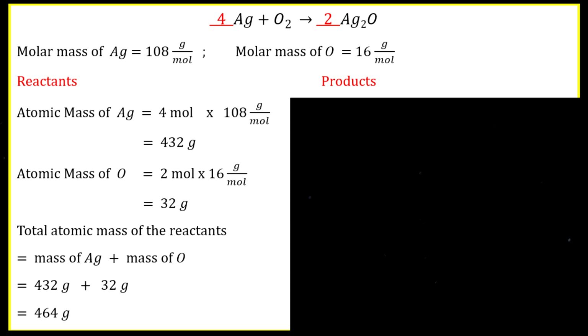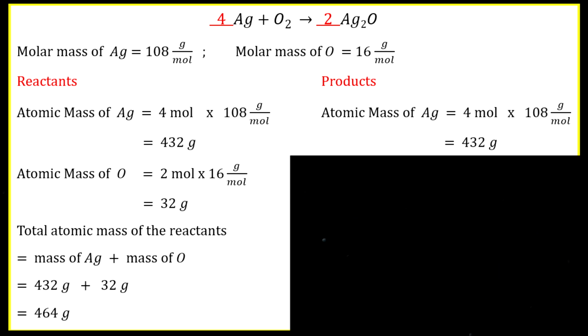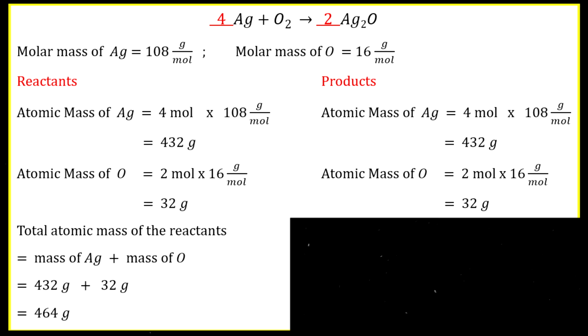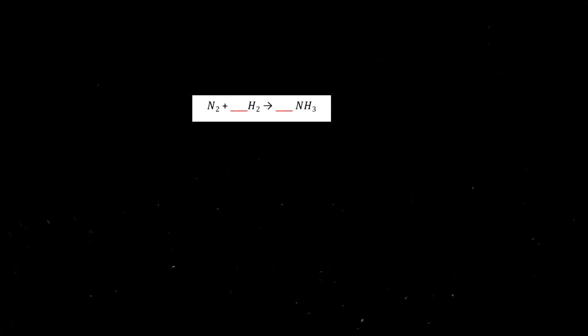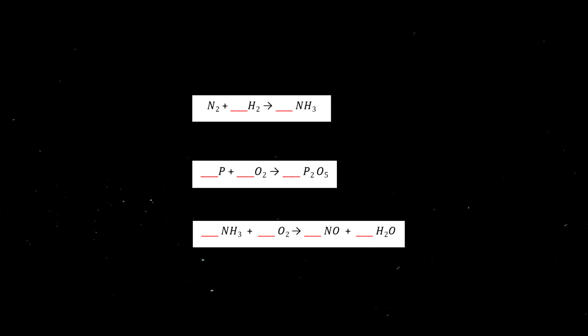Then we do the same with the products. For silver, 4 moles times 108 grams per mole, that is 432 grams. And for oxygen, 2 moles times 16 grams per mole, we get 32 grams. So the total mass of the product is just equal to the total mass of the reactants, which is 464 grams. So this equation is balanced. Please try answering for the remaining numbers.